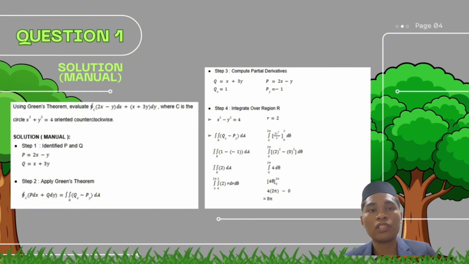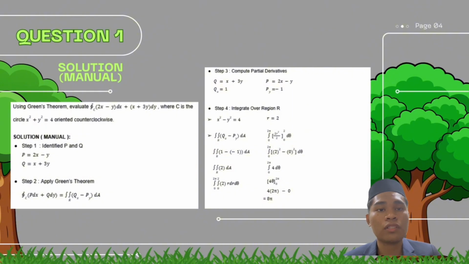So we convert the general equation from this theorem to polar coordinates, which is the double integral of (Qx minus Py) r dr d theta. Then we substitute the values of Qx and Py, which gives the double integral of (1 minus negative 1) r dr d theta. So we get 2r dr d theta.